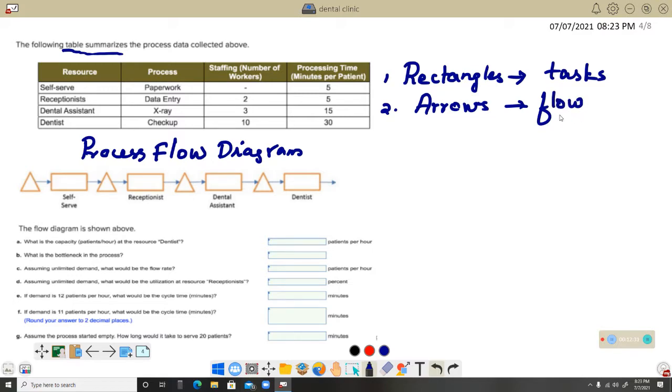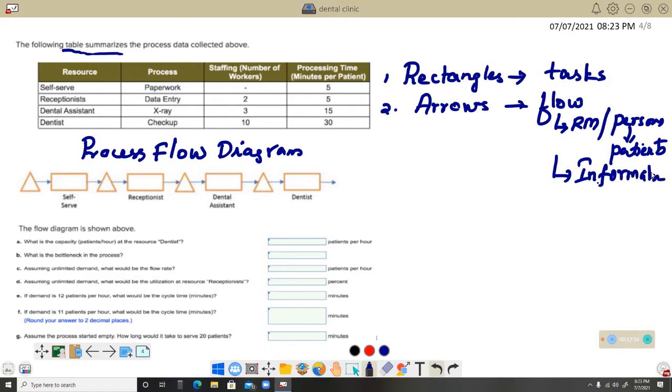If you ask me, what do you mean by flow? It can be the raw material as far as a production company is concerned, but being a service department, it can be persons, which means over here it is the patients. Or it can be the information also. So arrows represent the flows.